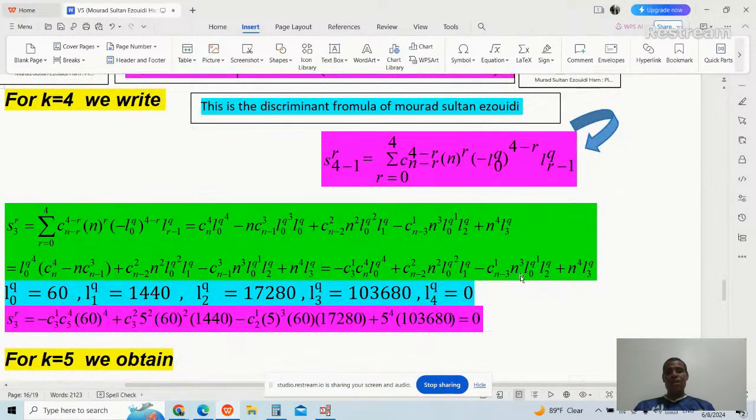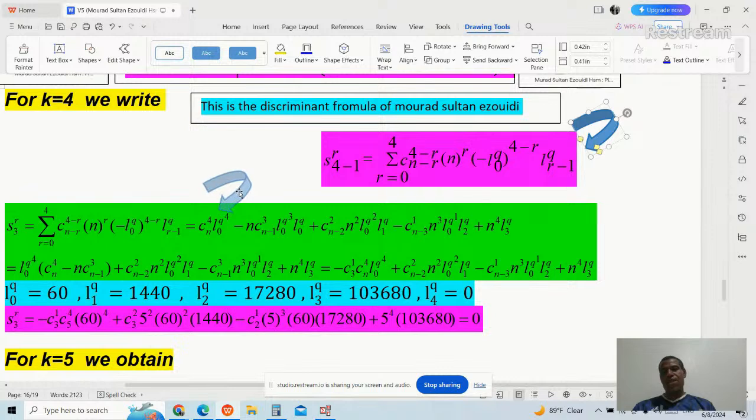Now, after simplifying, learners, you see this: L0 of q raised to the power 4, and here also L0 of q raised to the power 4. These two terms have a common factor. I put this as a common factor, multiplied by combination n choose 4 minus combination n minus 1 choose 3. This value is in fact negative combination 3 choose 1, or you just write 3 times combination n choose 4 times L0 of order q raised to the power 4.